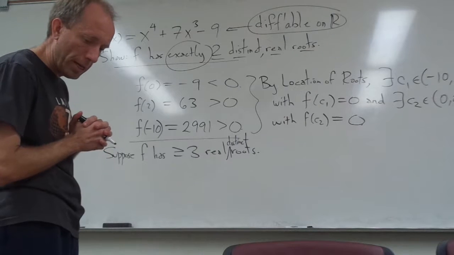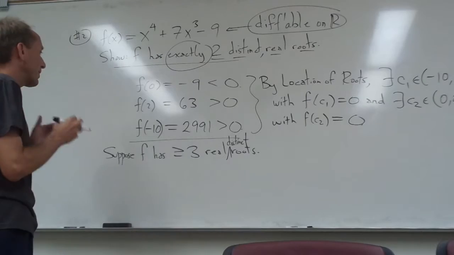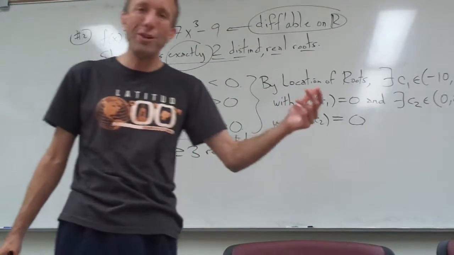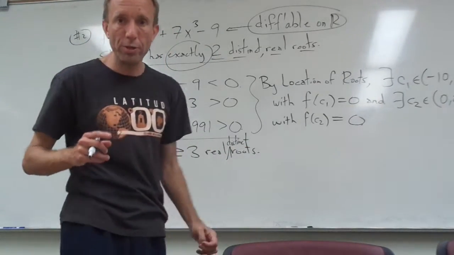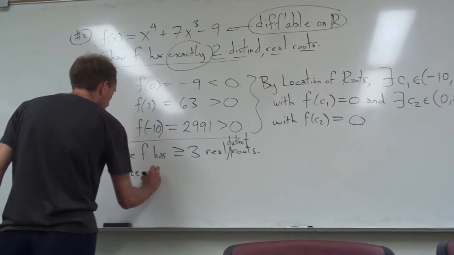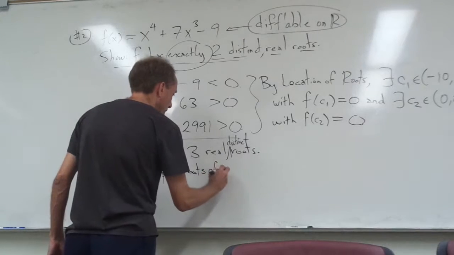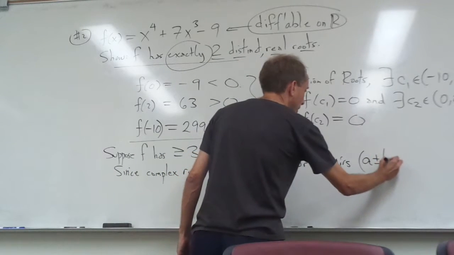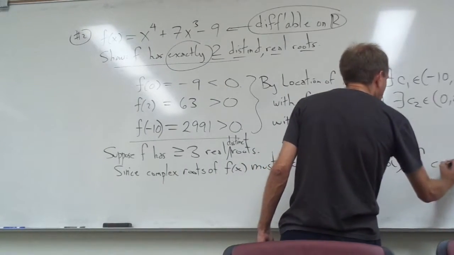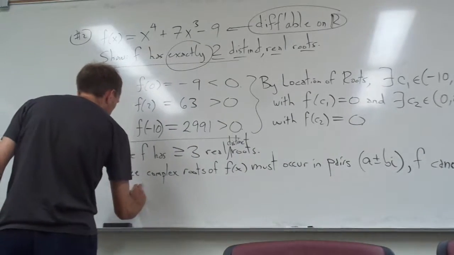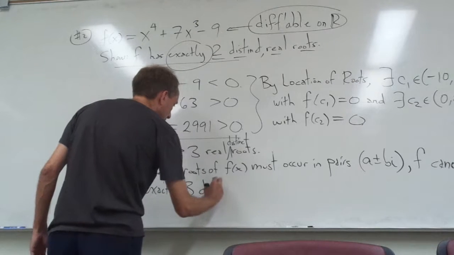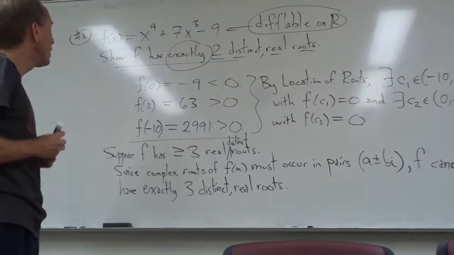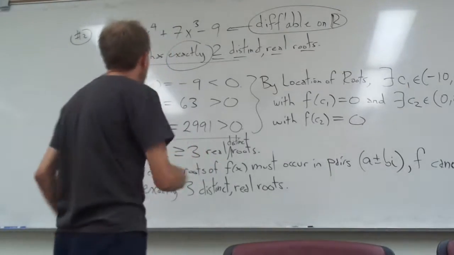So let's just think about how this would look. I claim f cannot have exactly 3 distinct real roots, because if it did, then there would have to be a 4th real distinct root. You can't have one complex number as a root. I'm just going to make that as a note. Since complex roots of f of x must occur in pairs, they always come in conjugate pairs, f cannot have exactly 3 distinct real roots. There would have to be 4 roots.